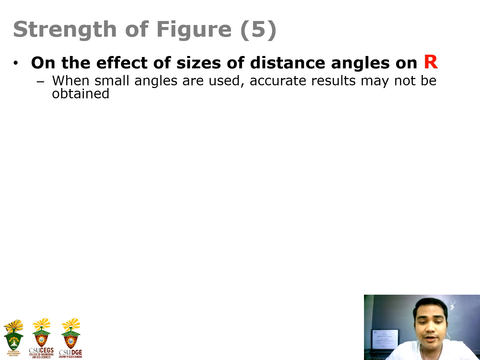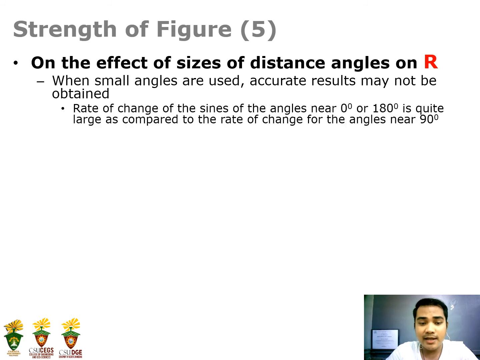Next, we are going to discuss the effect of the sizes of distance angles on the strength of figure. It states here that when small angles are being used, accurate results may not be obtained. The rate of change of the sines of the angles near 0 degrees or 180 degrees is quite large compared to the rate of change for the angles near 90 degrees.